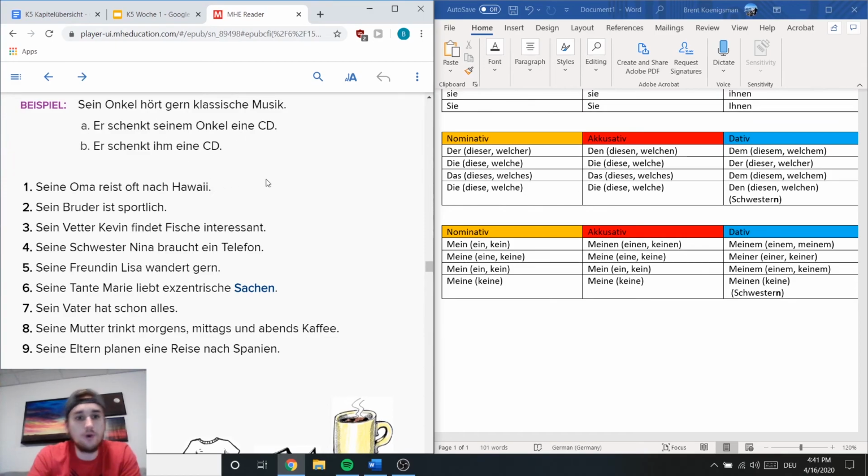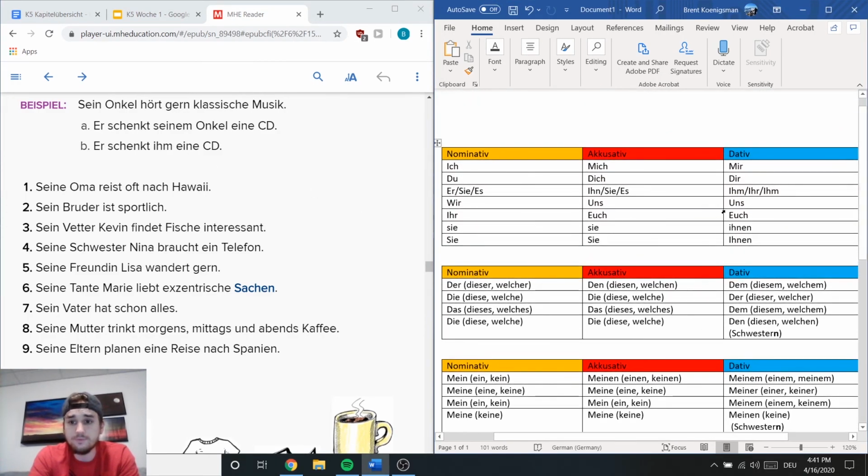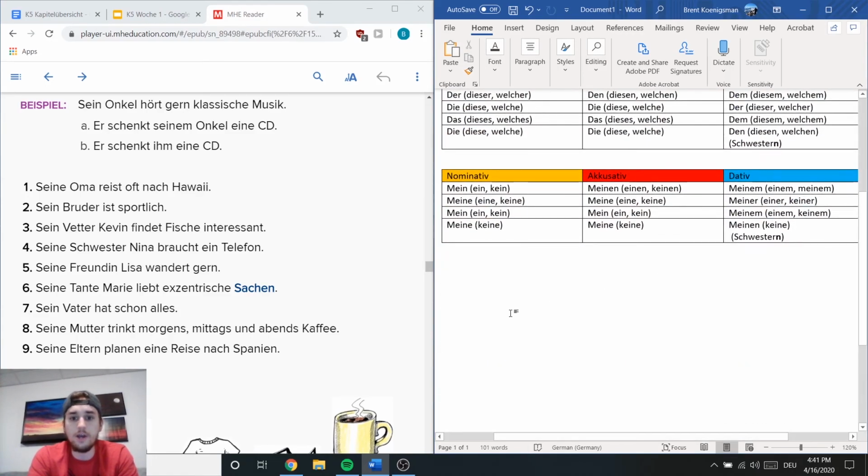Okay, so we'll practice this a couple times more. And we see here there's like two forms, and there's actually more, but there's two forms here, right, that we can write it, right? We can either say he gifts his uncle a CD, or he gifts him a CD, right? So in this case, we've got the ihm, which is our personal pronoun, in the dative for him, right? Because his uncle is masculine. Okay, so let's keep on going.